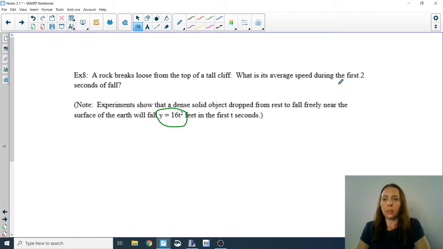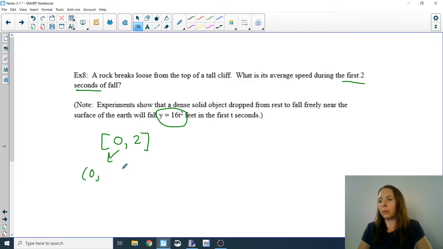All right, anyway. We're asked to find the average speed over the first 2 seconds of fall, and so I'm going to set that up first as a time interval. First 2 seconds of fall would be like saying, let's start at time 0 and go to time t equals 2. Okay, so this is an interval of time. We can then take that interval of time and we can turn it into 2 ordered pairs where the time value is the first coordinate in each ordered pair. Okay, we will get the y coordinates from the formula that I circled.